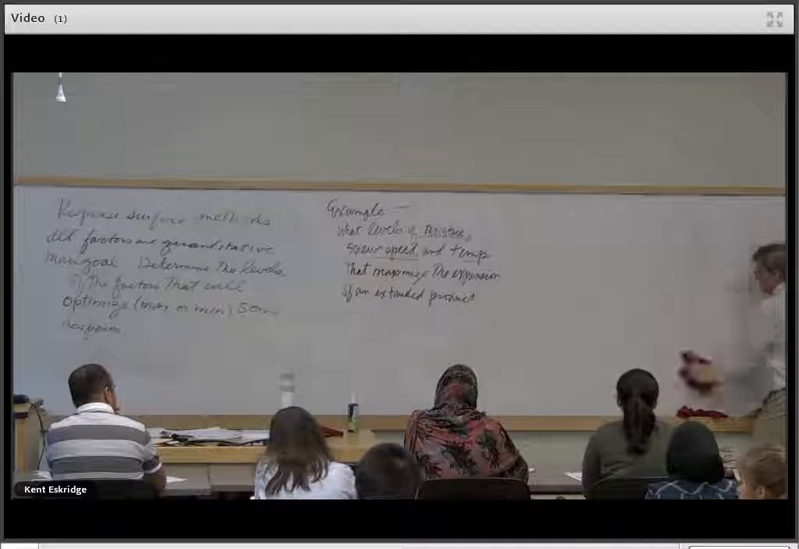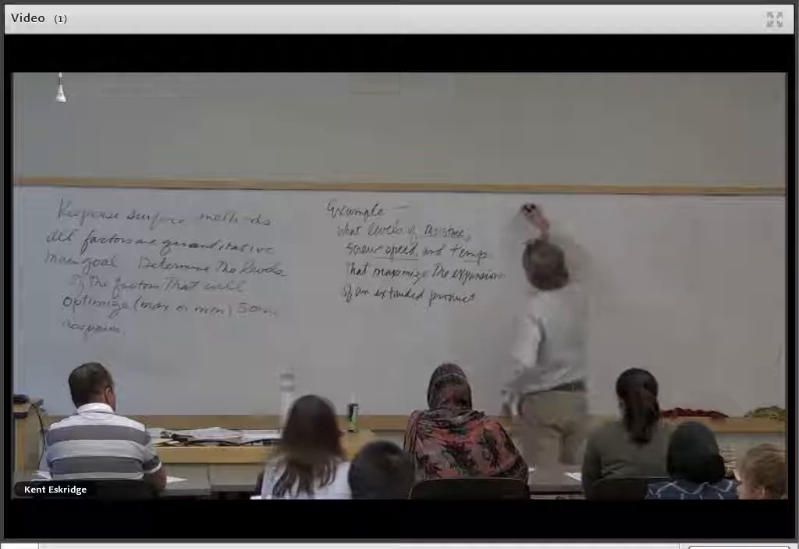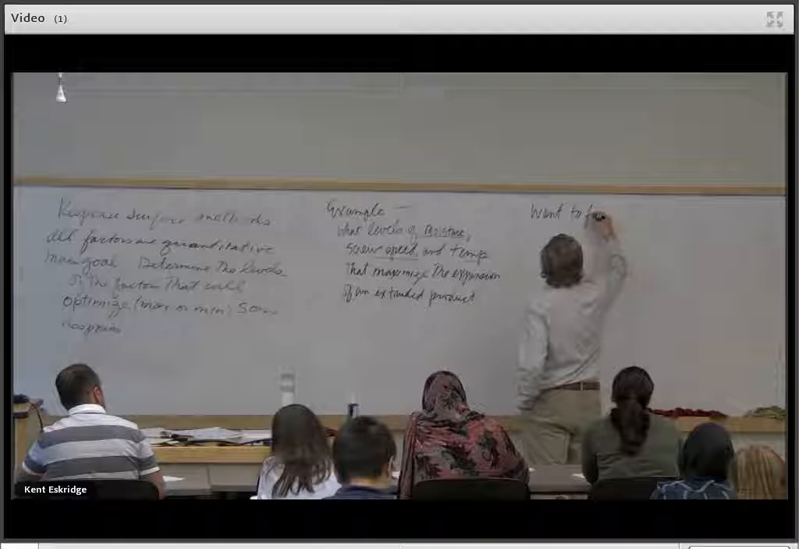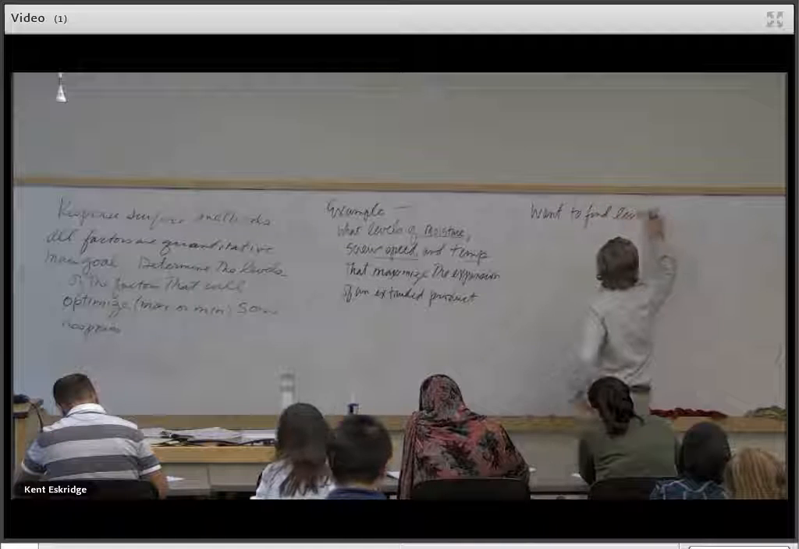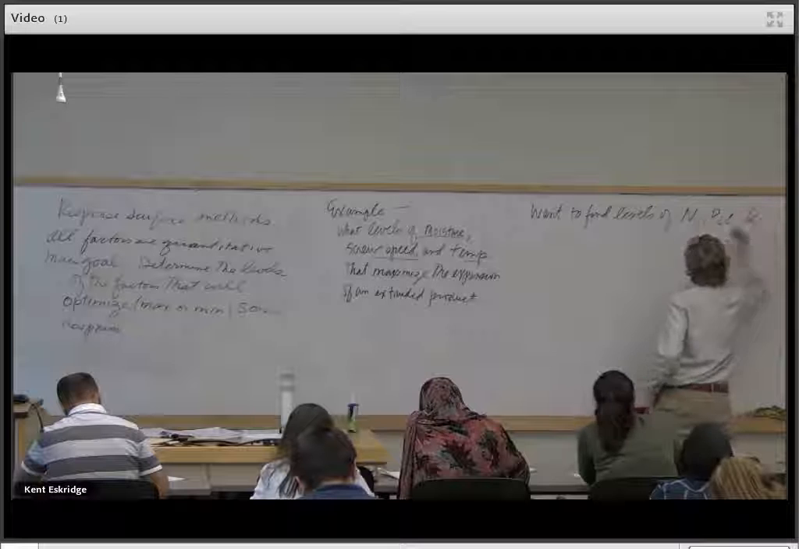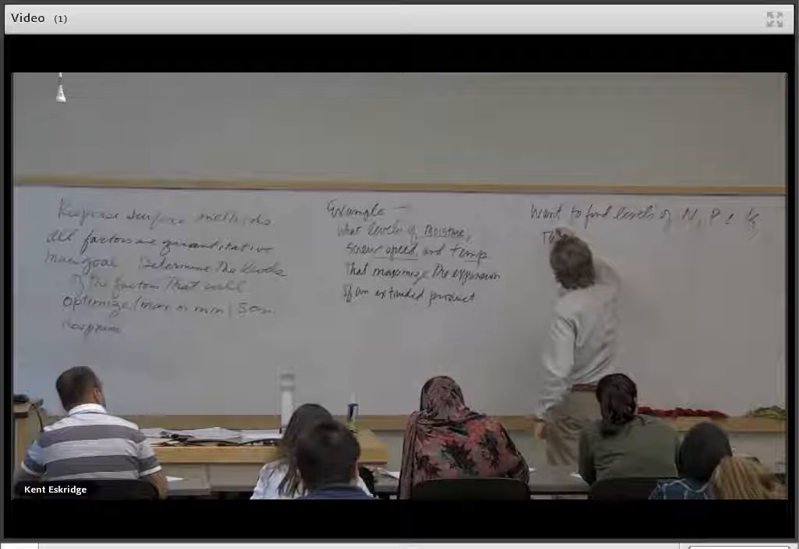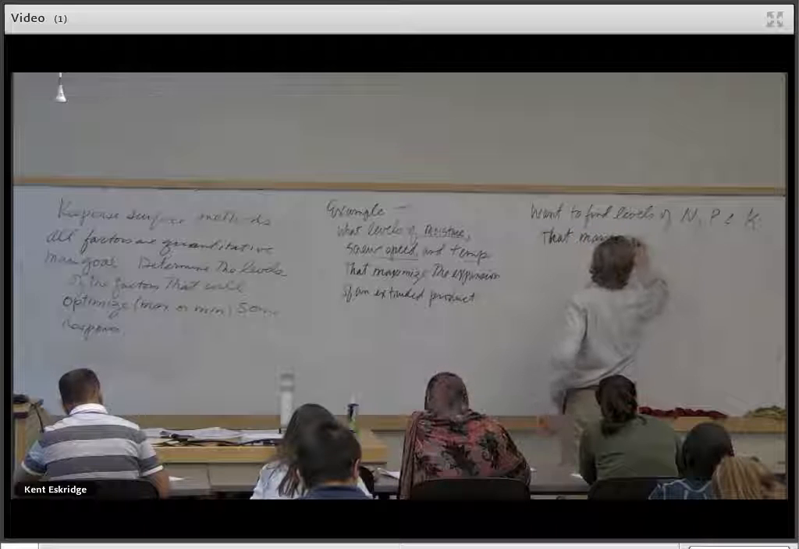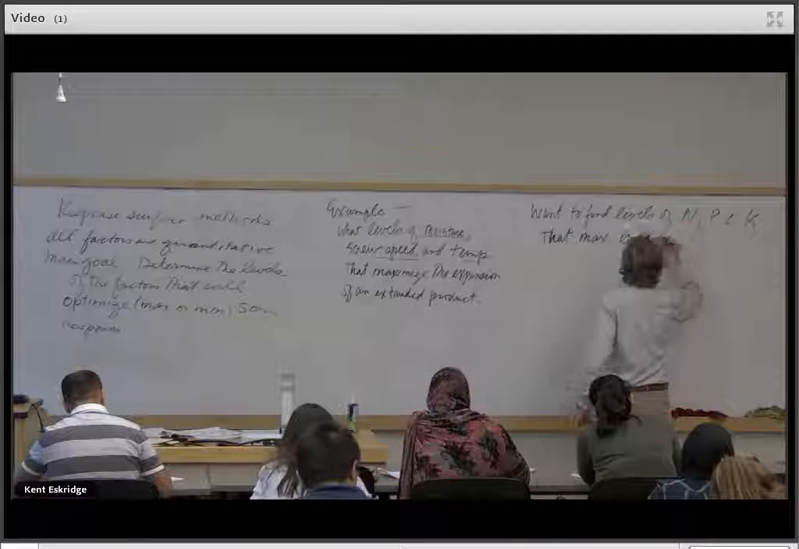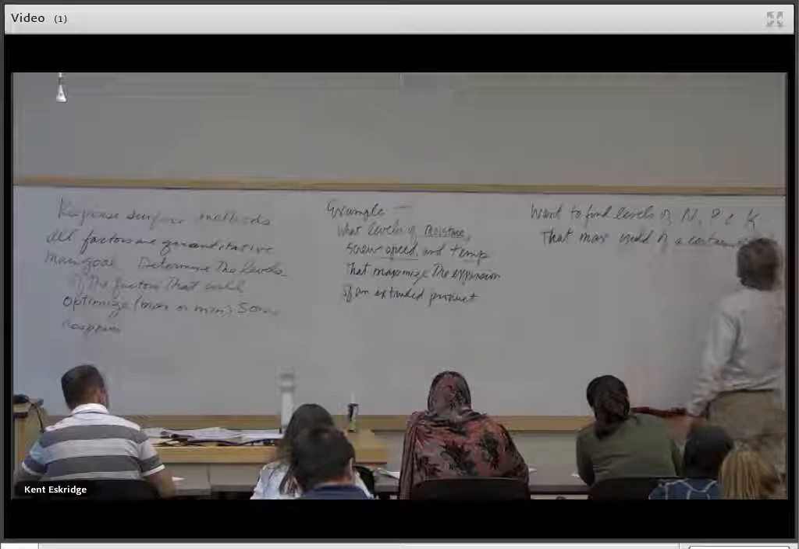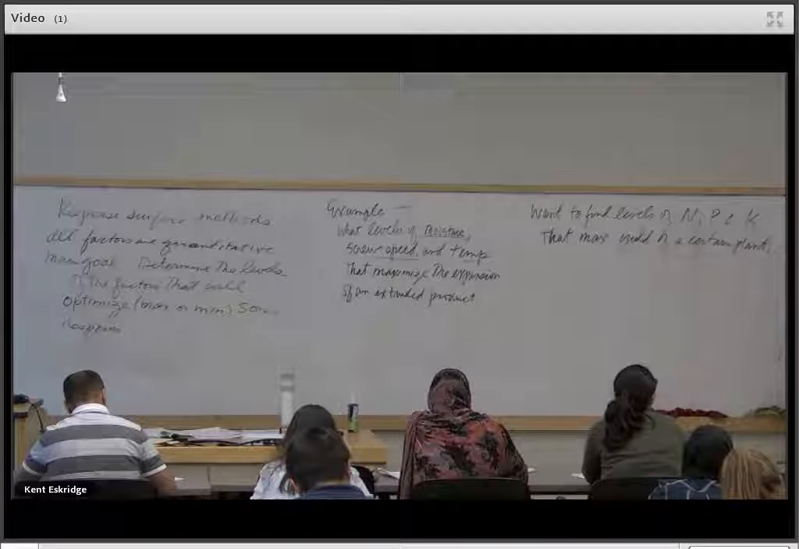So plant science. Another example, you want to find levels of N, P, and K that maximize yield of a certain plant. That actually is a response surface problem.